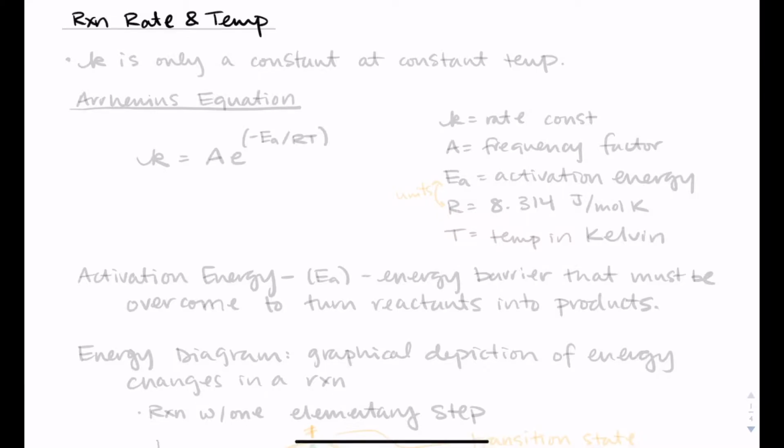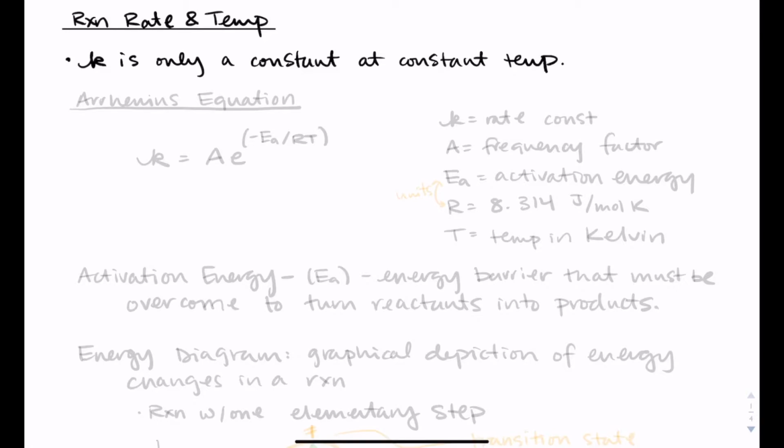I mentioned briefly in an earlier video that the rate constant is only a constant at constant temperature, or I may have just said temperature dependent, but the rate constant does change with temperature. The Arrhenius equation is an equation that will let us calculate the rate constant.